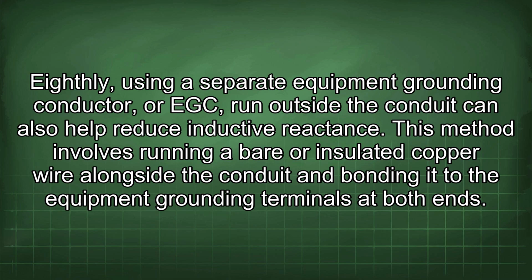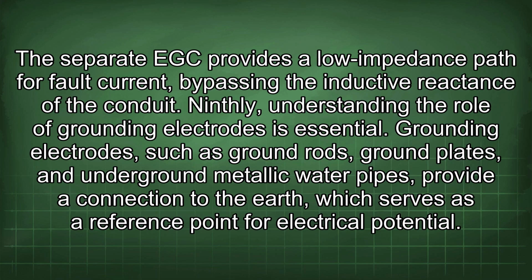Eighthly, using a separate equipment grounding conductor, or EGC, run outside the conduit can also help reduce inductive reactance. This method involves running a bare or insulated copper wire alongside the conduit and bonding it to the equipment grounding terminals at both ends. The separate EGC provides a low impedance path for fault current, bypassing the inductive reactance of the conduit.